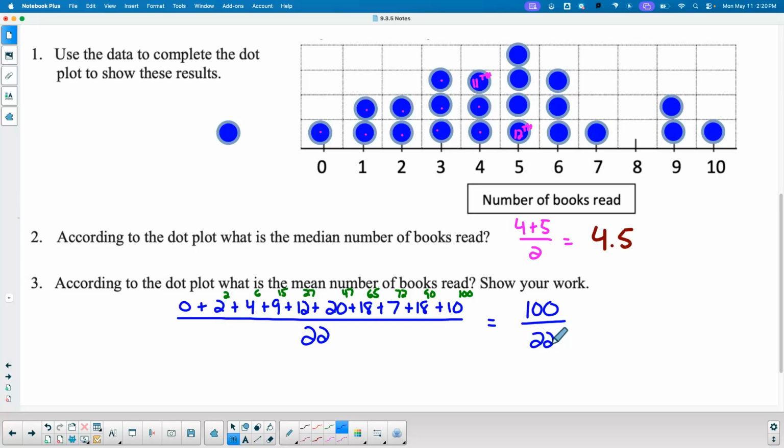Okay? So this ends up being here that you read 4.545 books. Probably should put a label on the other one too.